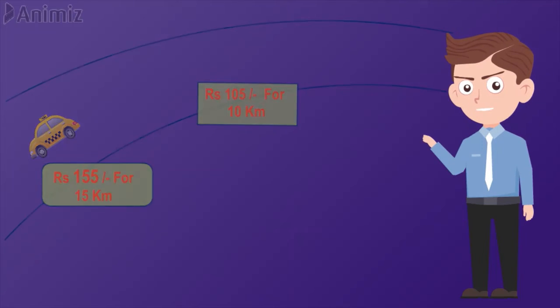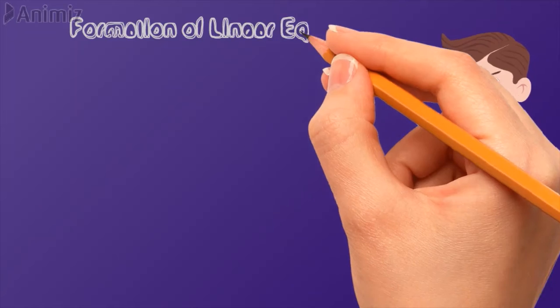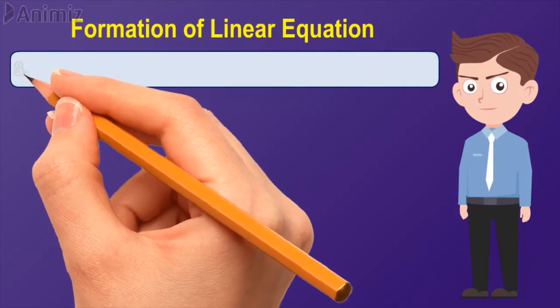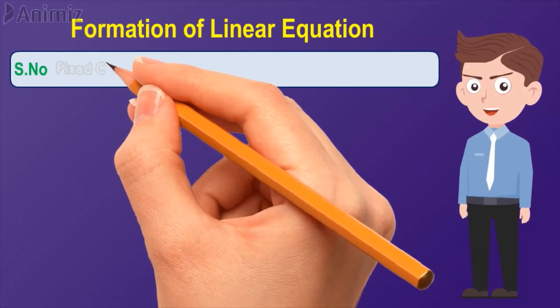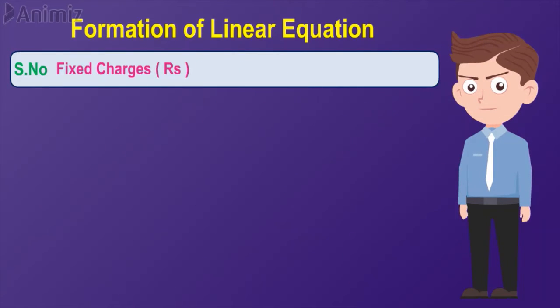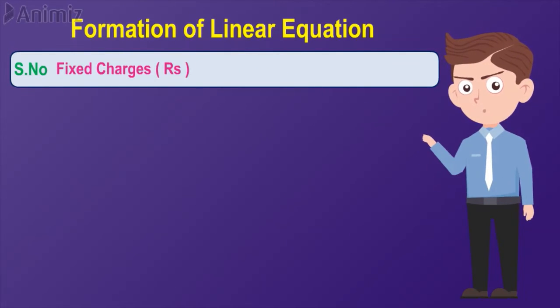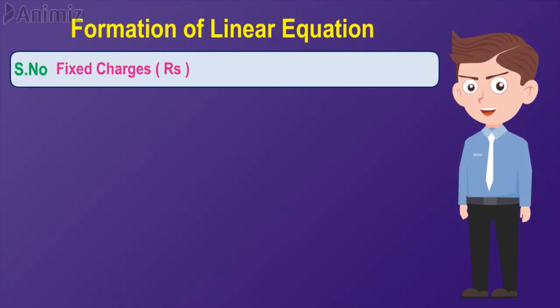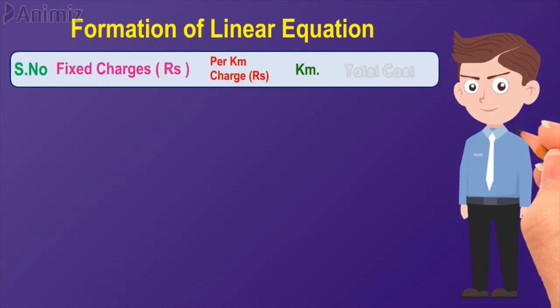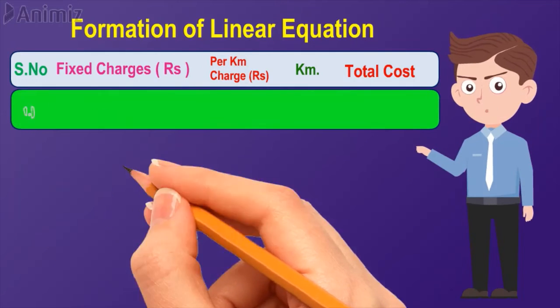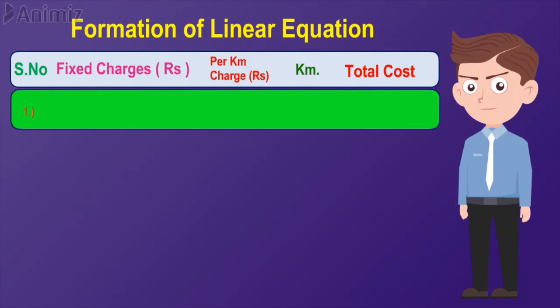The content of the bill will be: first the serial number, that means the different bills, the different travels, different conditions you are having. Then the fixed charge of that particular mode of transport, in this case the taxi. Then the per kilometer charge, the total kilometers, and then the final column, the total cost. So let us consider the first case. I'll go with the assumption in the given question.